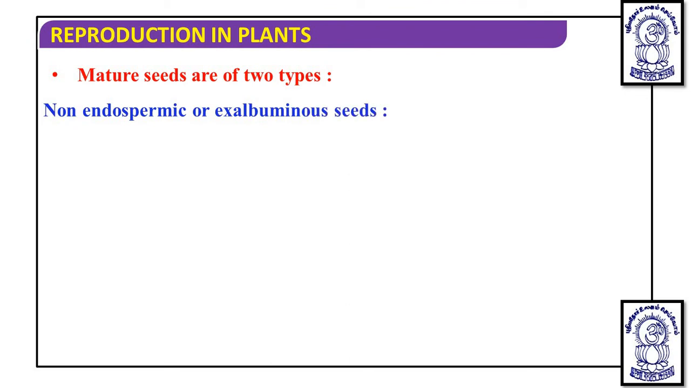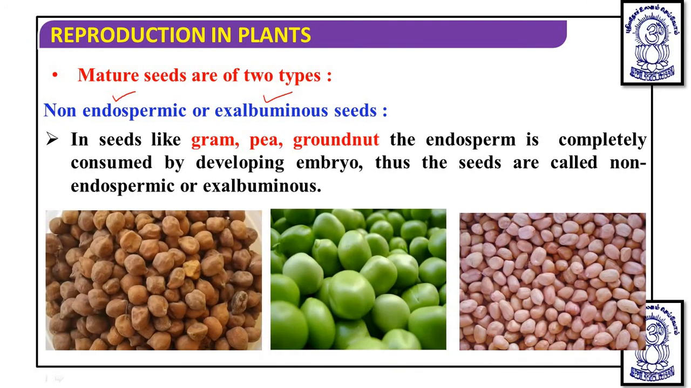Mature seeds are of two types: non-endospermic, which are also known as exalbuminous. We remember now, non-endospermic and exalbuminous. Albuminous means the term comes from the protein, that is albumin. Now non-endospermic seeds are those in which the developing embryo has consumed all the endosperm. Means endosperm is completely consumed by the developing embryo. So this type of seeds are known as non-endospermic or exalbuminous seeds. So endosperm is not there.